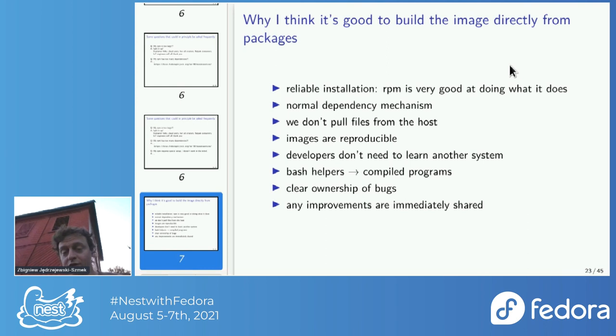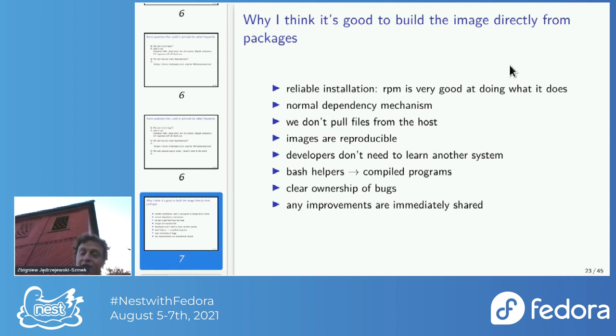Images are reproducible, right? Because from the same recipe, we should get output that is bit for bit identical in every case. And in general, we simplify things, because instead of having bash scripts that manage other bash scripts, we just use DNF. And we stop wrapping our binaries in shell helpers and shell execution queue and so on.